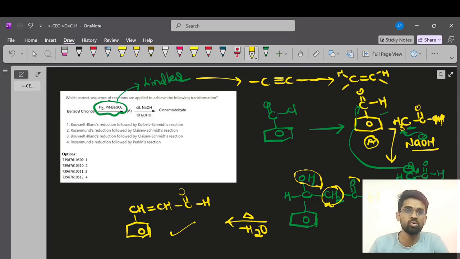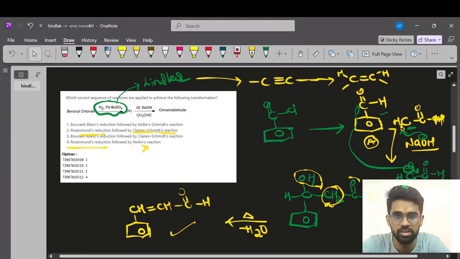Now what is the option here? The suitable answer is Rosenmund reduction followed by Claisen-Schmidt condensation. So option 2 will be perfect. This is what you need to know here. And one more thing: in the Perkin reaction, what is the final product? The Perkin reaction gives cinnamic acid as a major product. Just remember this cinnamic acid. Let's move to the next question.